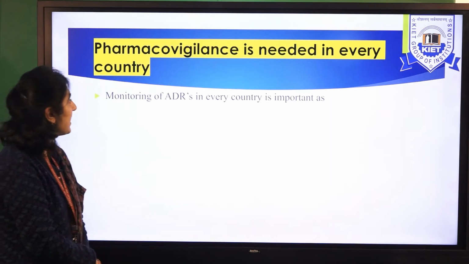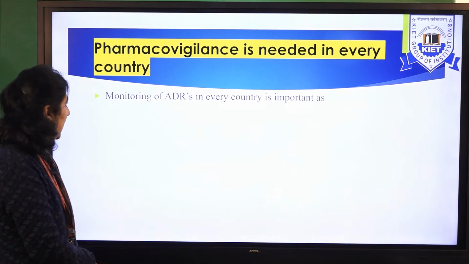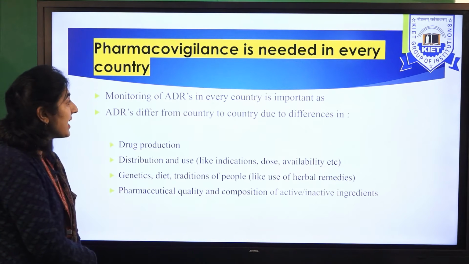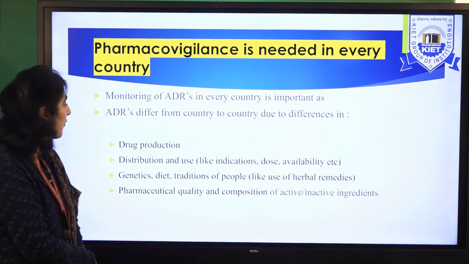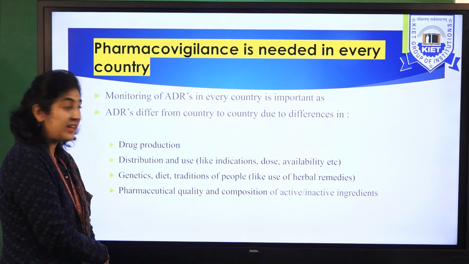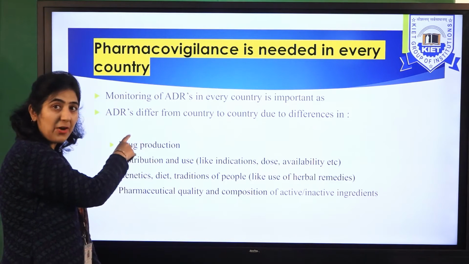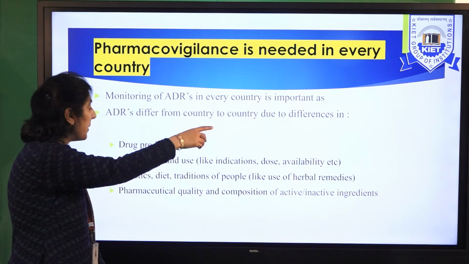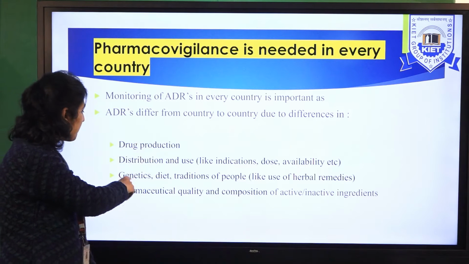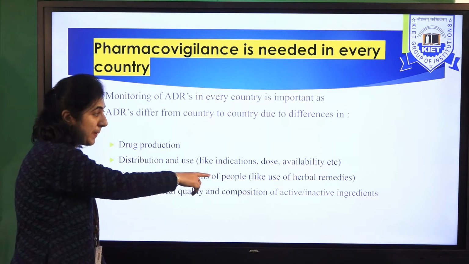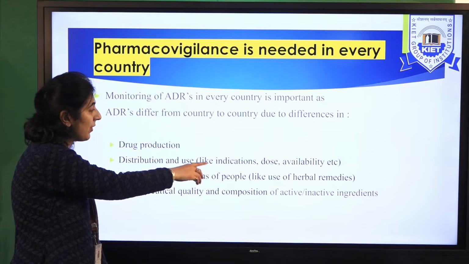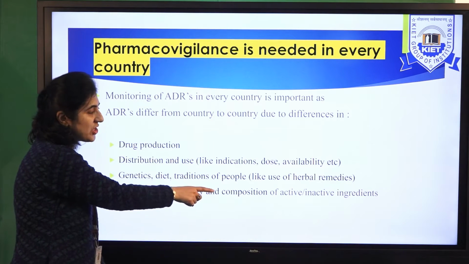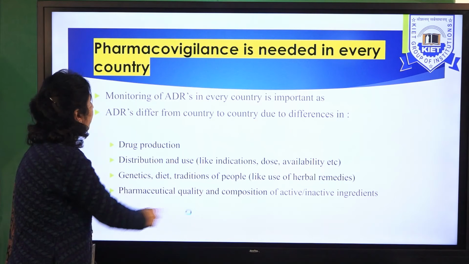Now, pharmacovigilance is needed in every country. Why? The monitoring of ADRs in every country is very important because ADRs differ from country to country due to differences in drug production, distribution and use. Like in some countries, some drugs are used for different indications. The dose is different. The availability matters. Then there are differences in genetics, diet, traditions of people. Like some people like to use herbal remedies. And also due to pharmaceutical quality and composition of active or inactive ingredients.